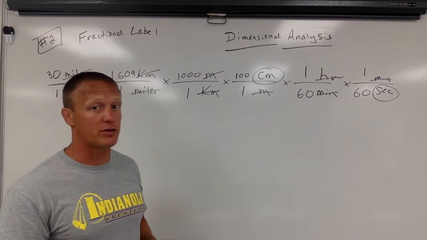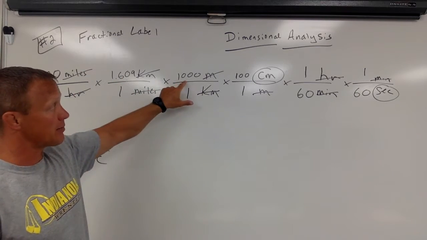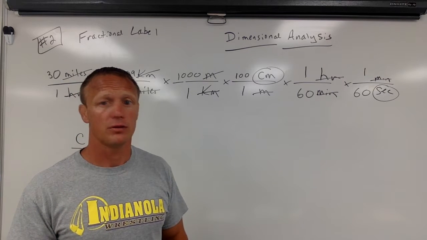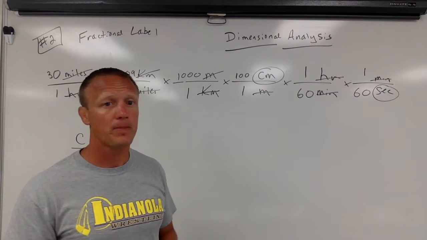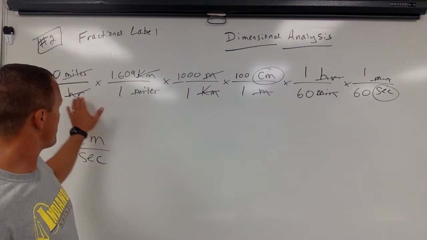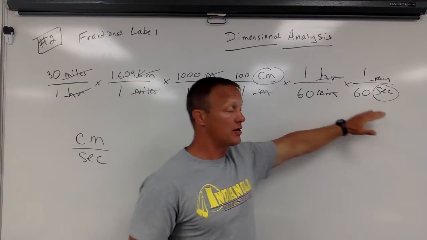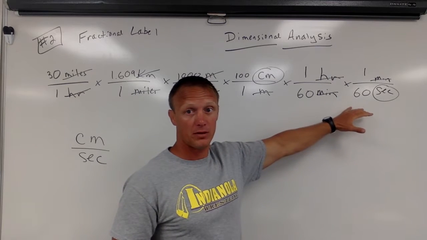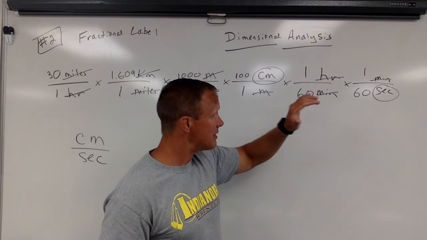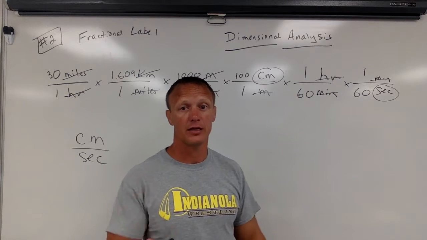Important part here, this is where people make a lot of mistakes. Multiply on the top. So 30 times 1.609 times 1,000 times 100 times 1 times 1. Multiply those. Don't write down your answer. Just keep it in your calculator. And then divide individually by the numbers on the bottom. Well, these are 1, so you don't worry about those, but divide by 60 and divide by 60 again. Don't divide by 60 and multiply by 60. You're essentially dividing by 3,600.